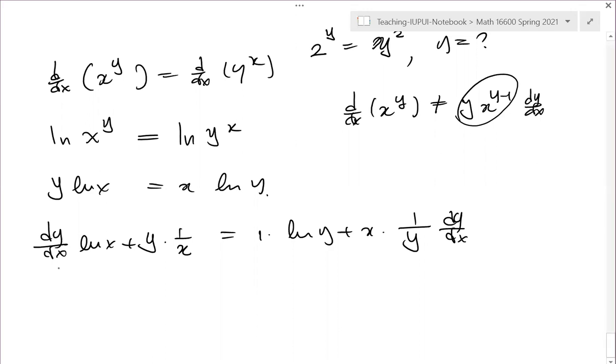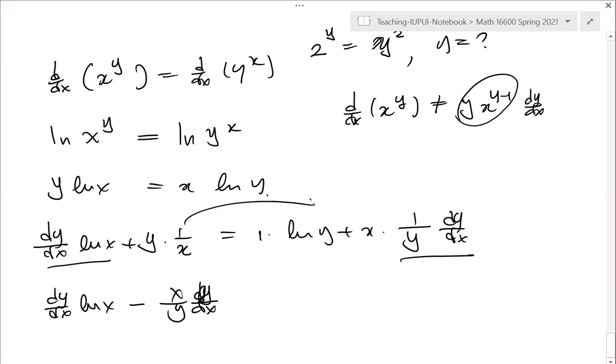So now find the two terms containing the derivative. And this term should go to the right-hand side. So that's it.